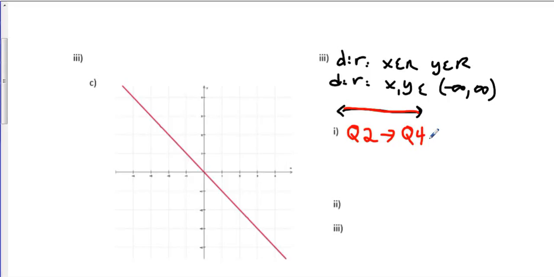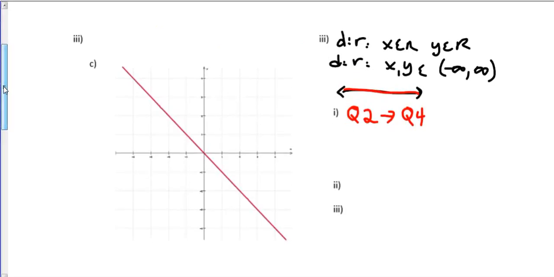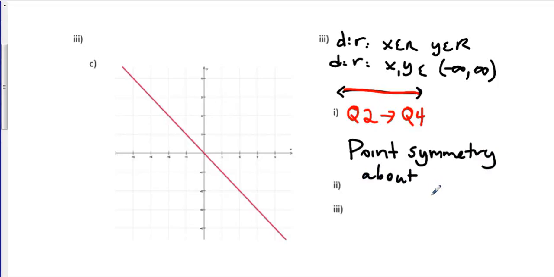What are the symmetries for this one? For sure there's point symmetry. Go back to black. So this is point symmetry about the point 0, 0. And there is actually line symmetry as well.